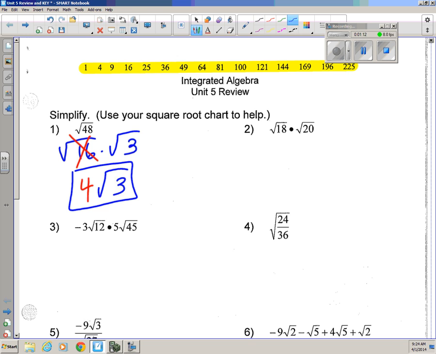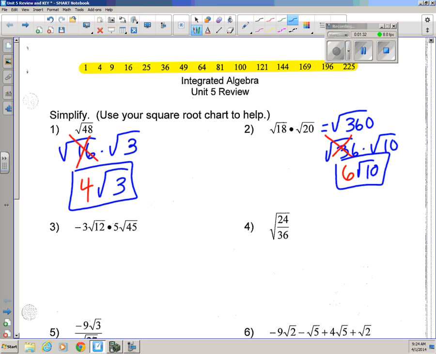Number 2, you can multiply both of these radicals together to get the square root of 360. So I'm going to do it that way first. So this becomes the square root of 360. This would simplify into radical 36 times radical 10, in which the square root of 36 is just 6, and your final answer is 6 rad 10.